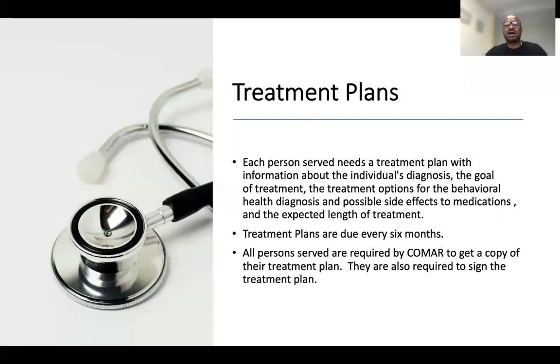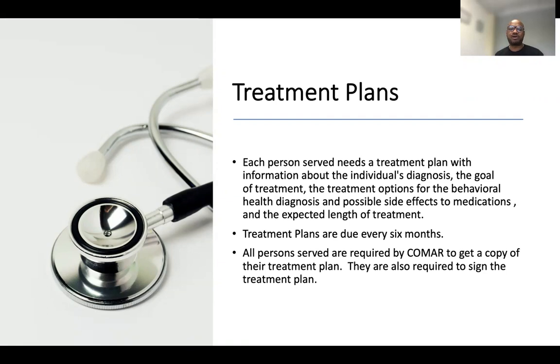Every individual that receives therapy through our outpatient mental health clinic also receives a treatment plan, and treatment plans are done every 6 months. The treatment plan in itself provides information about the individual's diagnoses, the goal of the treatment, the different treatment options of the behavioral health diagnoses, possible side effects of medication, and the expected length of treatment. Again, treatment plans are due every 6 months.